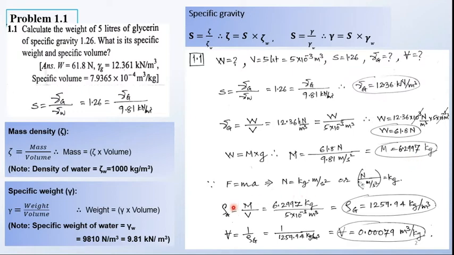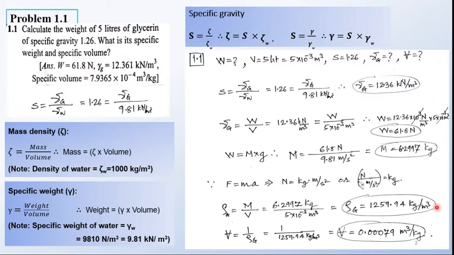Okay, then if I want density, the density is equal to mass per unit volume. I know by definition, mass per unit volume, mass divided by volume. Mass is 6.2997 kgs. Volume is 5 into 10 raised to minus 3 meter cube. So if you calculate, the mass density of glycerin comes out to be 1259.94 kg per meter cube. So that is mass density, units kg per meter cube.